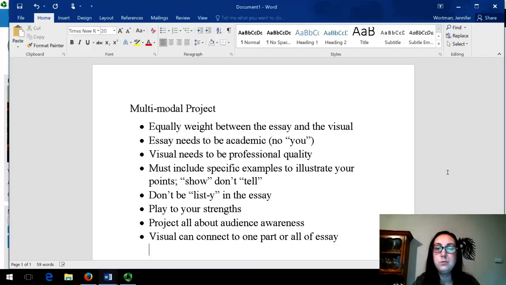Without specific examples, you're really not going to be able to illustrate your points, right? So in other words, don't tell me that you learned how to write a strong thesis. Show me how you write a strong thesis. Give me an example from a project where your thesis is strong and explain how you came to have that strong thesis, right? So you've got to show.